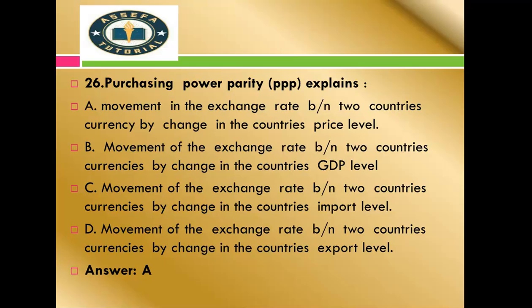Question number 26: purchasing power parity explains: A, movement in the exchange rate between two countries' currencies by changes in the countries' price levels. B, movement of the exchange rate between two countries' currencies by changes in the countries' GDP levels. C, movement of the exchange rate between two countries' currencies by changes in the countries' import levels. D, movement of the exchange rate between two countries' currencies by changes in the countries' export levels. Therefore, the correct answer is A, movement of the exchange rate between two countries' currencies by changes in the countries' price levels. Good.